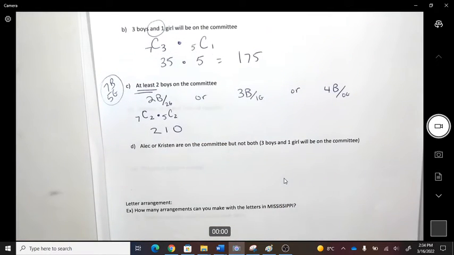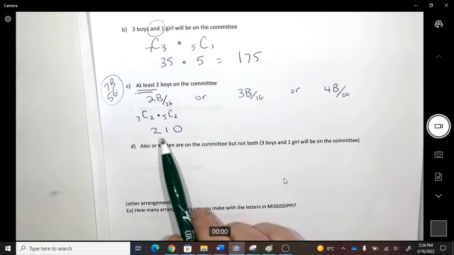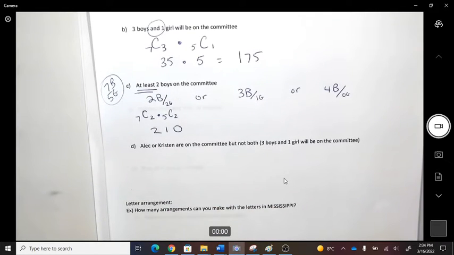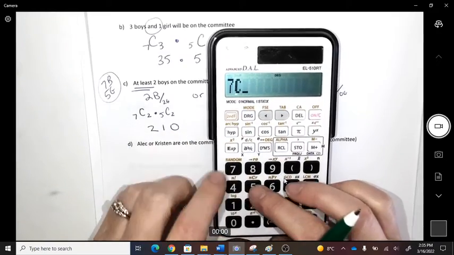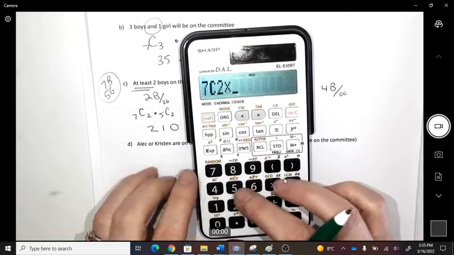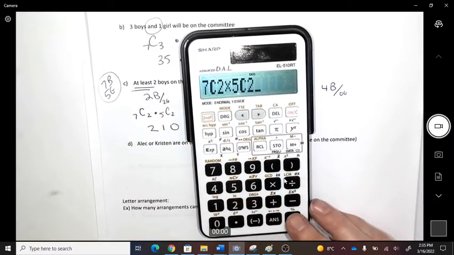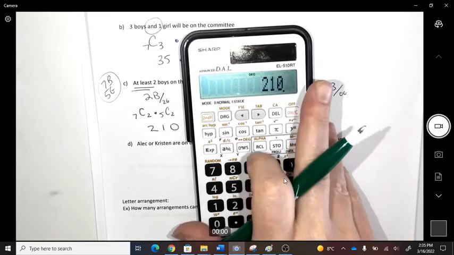If you want to save time, that's just 210. This times that. Like you have to do that and then times that all together. It was 210. Did it not come out? Well, I just don't know how you did that so fast. Oh, did it so fast? I actually did it all in one step. I went seven, choose two. I did that times five, choose two. Boom, 210. I did it all at the one like that.